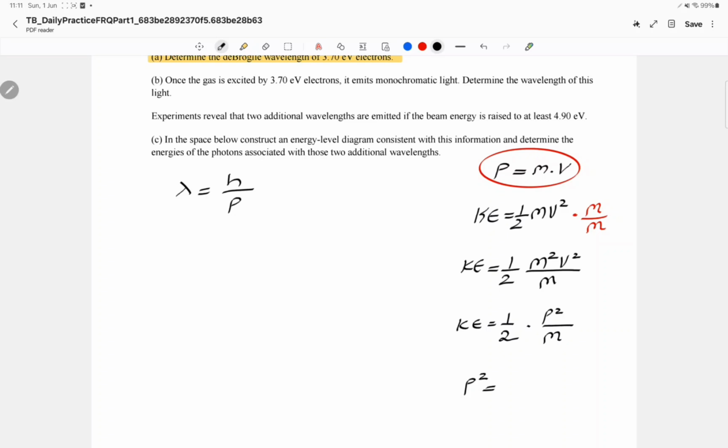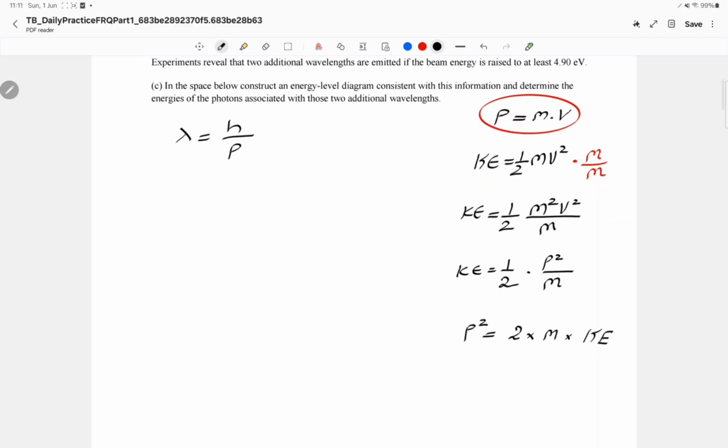Now let's do some simple cross multiplication. We'll get p squared is equal to 2 times m times KE. So essentially, p is equal to the square root of 2 times m times KE. Okay. Now I'm going to come back here to the equation. So lambda is h over the square root of 2 times m times KE.